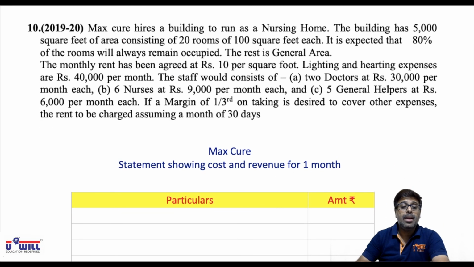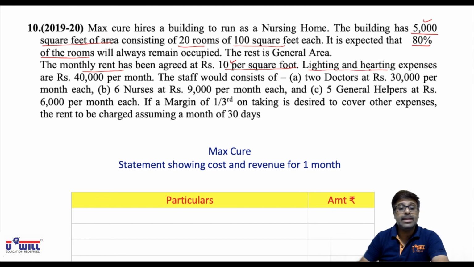Look at it. Max Cure hires a building to run as a nursing home. The building has 5,000 square feet of area consisting of 20 rooms of 100 square feet each. It is expected that again 80% of the rooms will always remain occupied. So again we'll be able to recover the money from 20 rooms 80%, 16 rooms only. The rest is general area. The monthly rent has been agreed at rupees 10 per square feet. So 5,000 into 10 monthly rent will be 50,000.